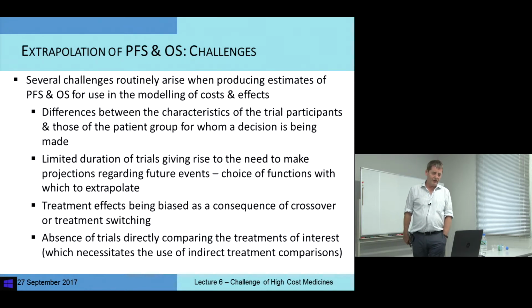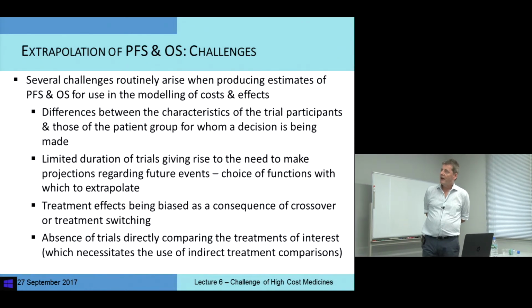Now, there are a lot of challenges in extrapolating progression-free survival, and these come up time and time again. The first one is this. Typically, particularly with new drugs, you may only have one trial, the trial that was done to get regulatory approval from the FDA or the EMA. The trial participants may be rather different from the patients you're about to give the drug to, if you approve it for routine practice.